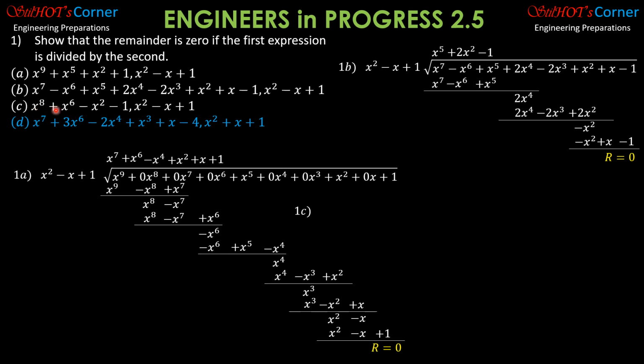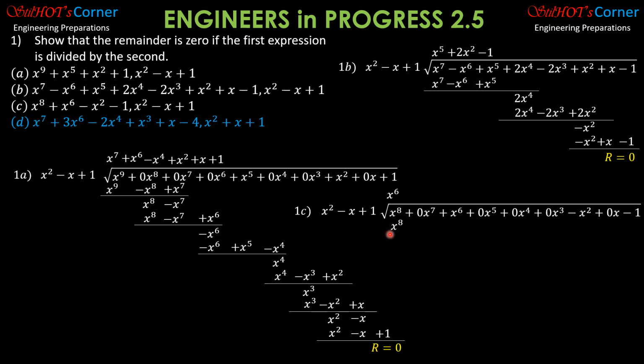Then 1c, again, some terms are missing, so we supply them by coefficient 0. So 1c, we have x to the 8 plus 0x to the 7 plus x to the 6 plus 0x to the 5 plus 0x to the 4th plus 0x cubed minus x squared plus 0x minus 1 divided by x squared plus x plus 1. Or x squared minus x plus 1.